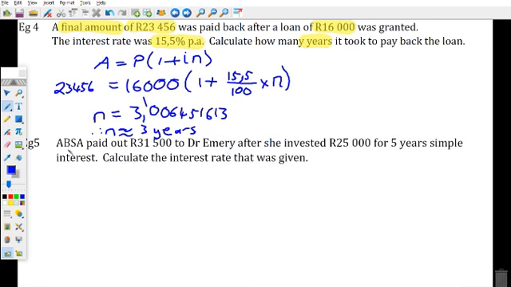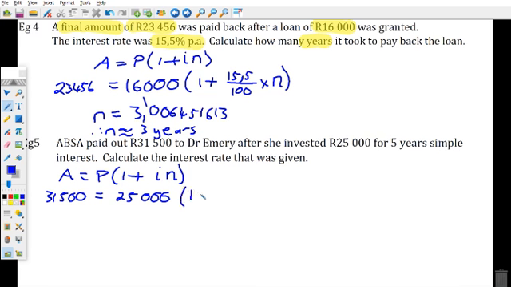Okay, have a look here. Absa paid out 31,500 to Dr. Emery after she invested 25,000 for 5 years simple interest. Calculate the interest rate that was given. It's the same kind of thing. We've got to say A is equal to P times 1 plus i n. So we're going to say 31,500 is equal to 25,000 there, multiplied by 1 plus i for 5 years. Now we only have one unknown, so we're solving for i.